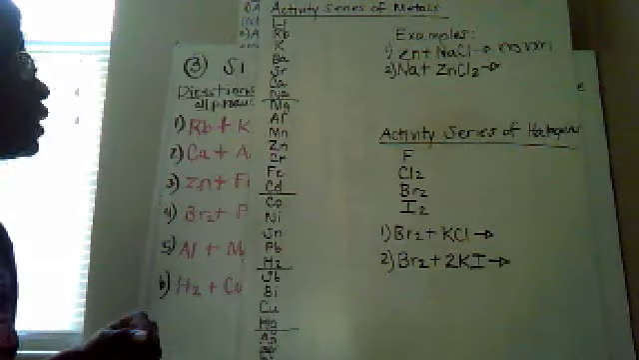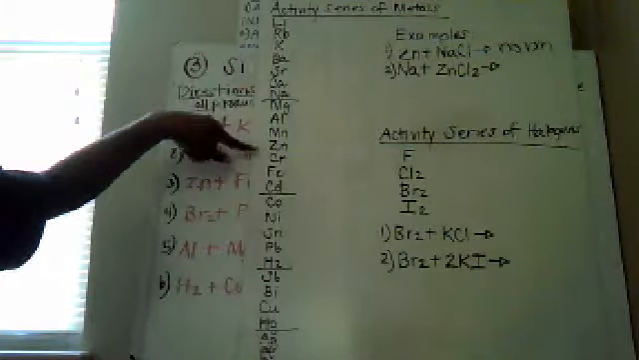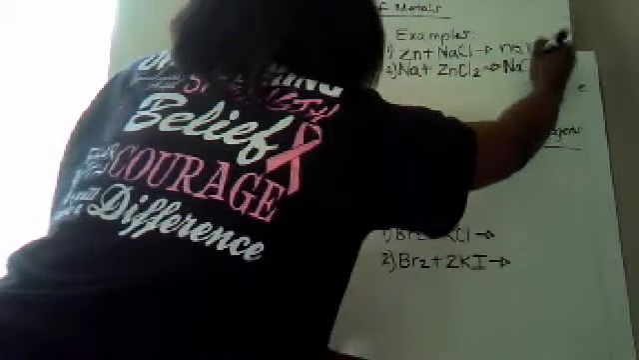Now we have sodium and ZnCl2. With our sodium this time is up here and our zinc is down here, so the sodium can replace the zinc. So we will get NaCl plus Zn.